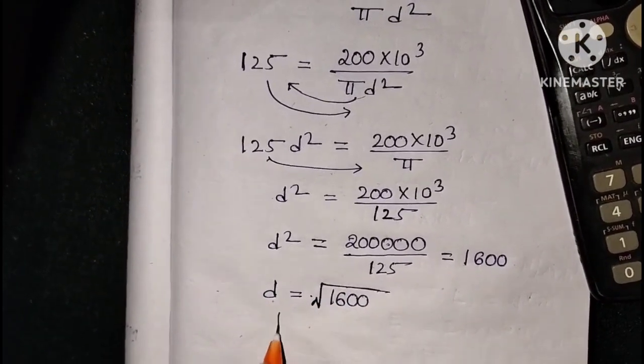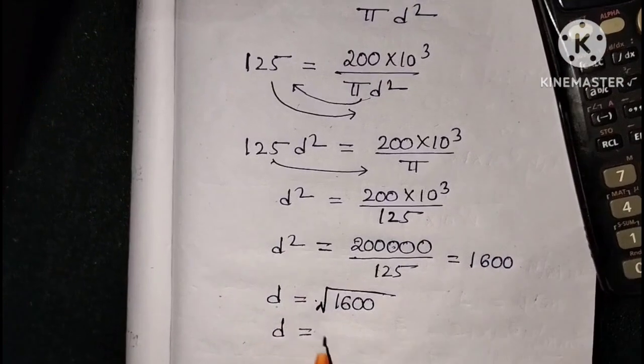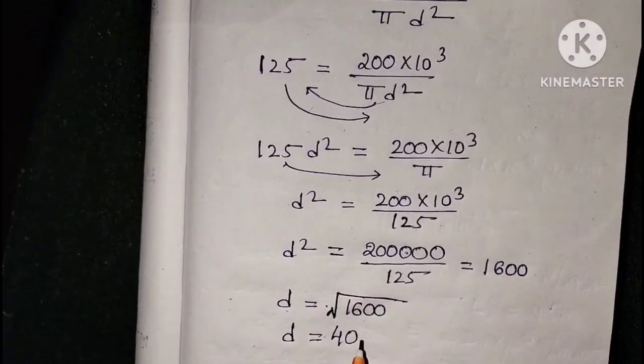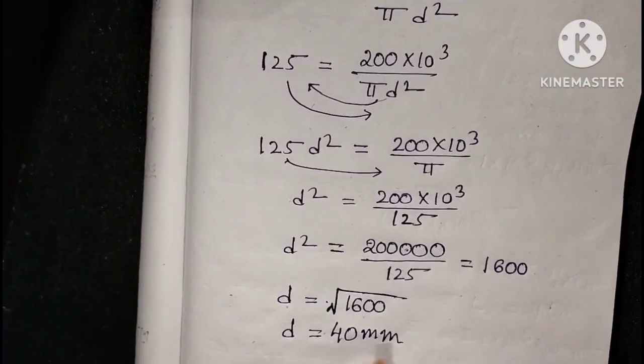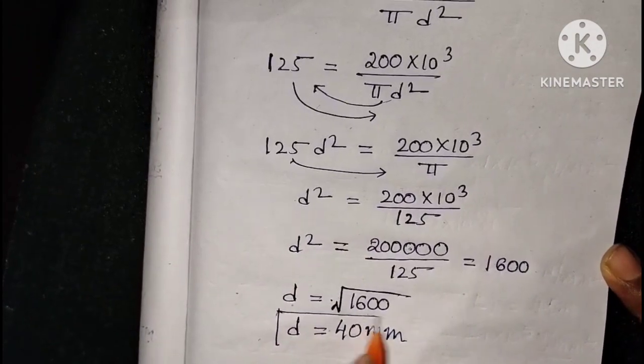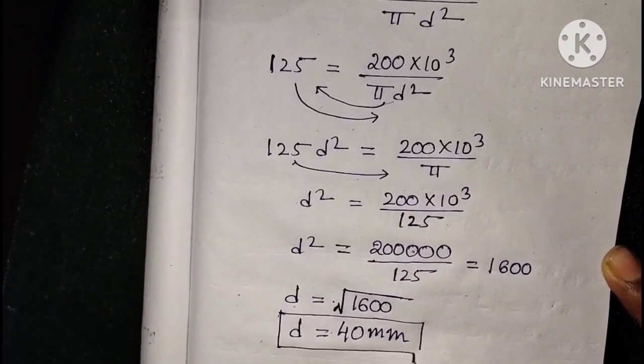So d is equal to root over 1600, how much? 40. So d is equal to 40 mm. So the minimum diameter of the wire is 40 mm.